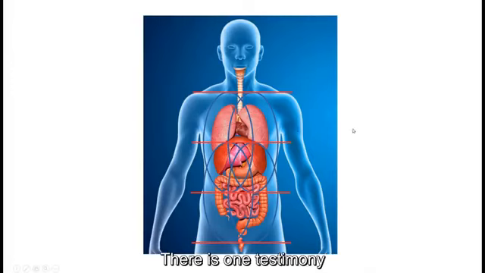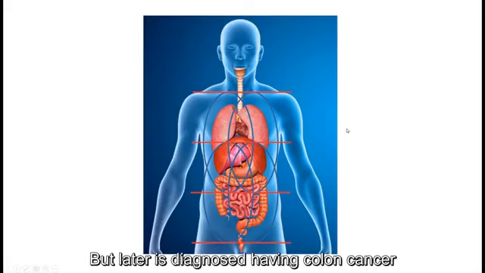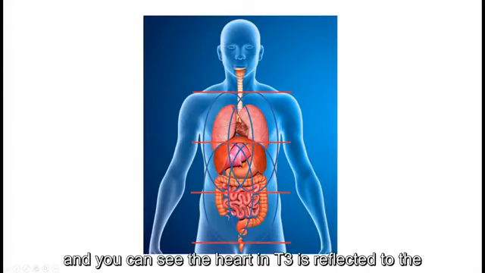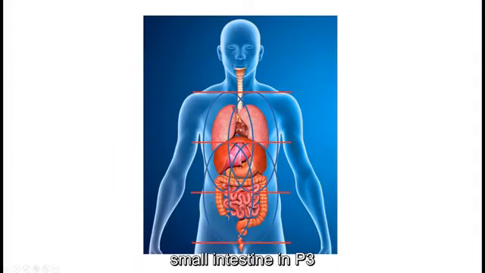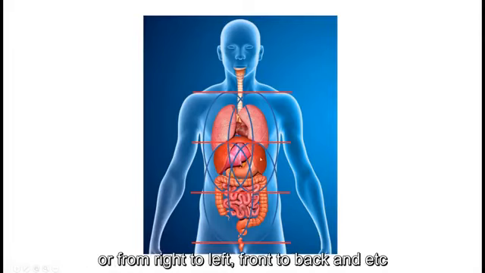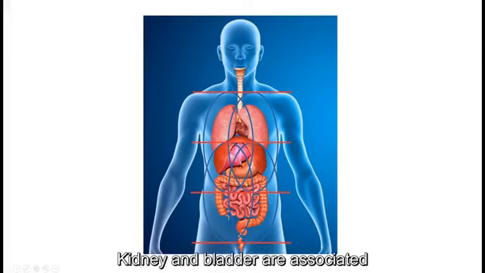There is one testimony that a member was suffering from asthma, a lung problem, but later was diagnosed with colon cancer. After going through the gynotherapy, when the asthma became well, the cancer also disappeared. We proceed further, and you can see the heart in T3 is reflected to the small intestine in P3. For the abdomen section, the reflection is from left to right, right to left, front to back, and so on. So liver and gallbladder, stomach and pancreas, kidney and bladder are associated.